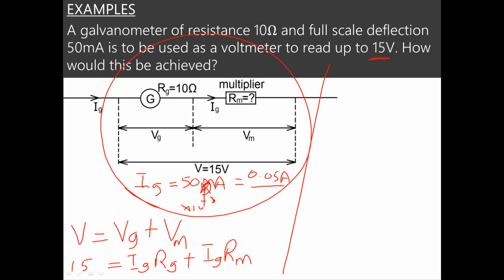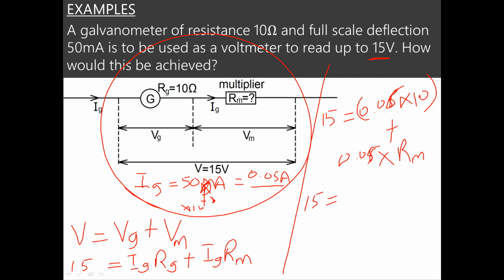Now, let's substitute. We shall have 15 equal to IG, the current through the galvanometer, which is 0.05, times RG, the resistance of the galvanometer, that's 10, plus IG, 0.05, times RM, which is what we are looking for. So you can therefore get that 15 should be equal to 0.5 plus 0.05 R. Please proceed and get the value of R.